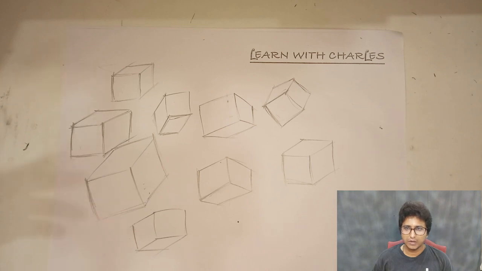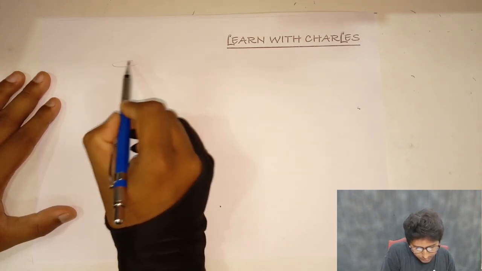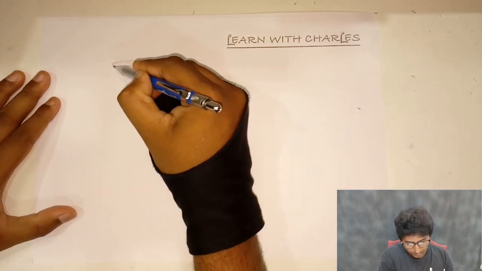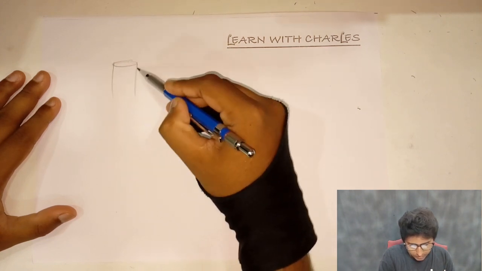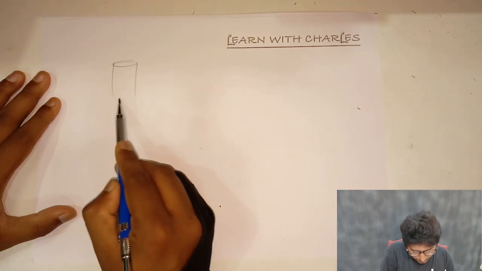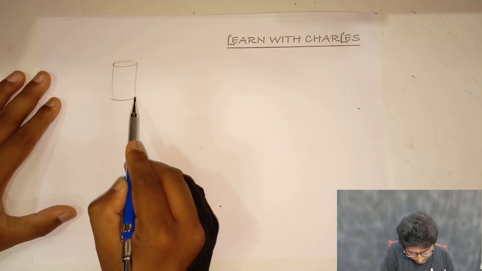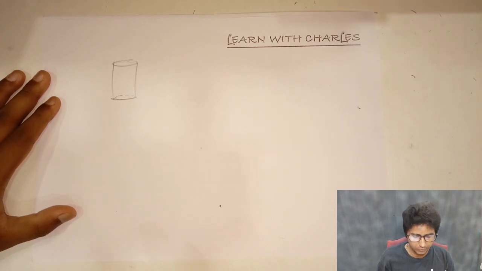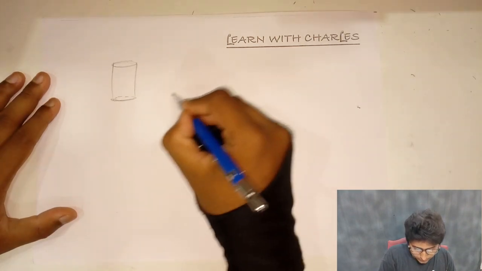Now let's move towards our cylinder shape. So here we go. Draw a circle, or you can say oval, straight line. These should be parallel. And one more. And let's draw through it like this. You get the point? Now let's try with some different angles also.